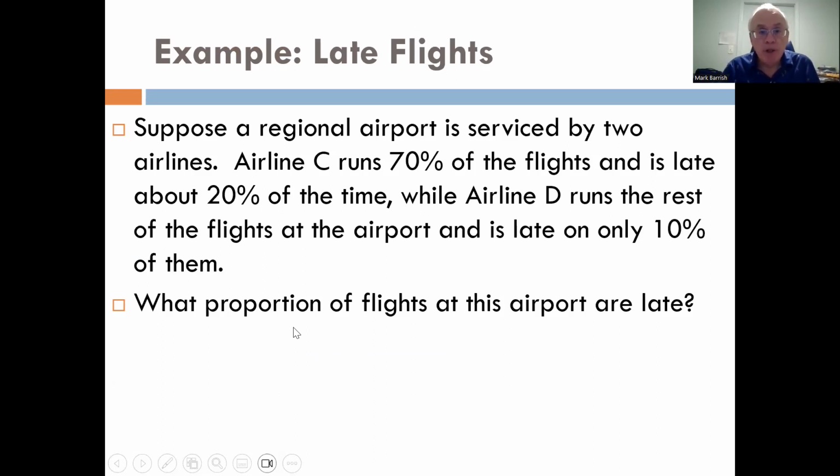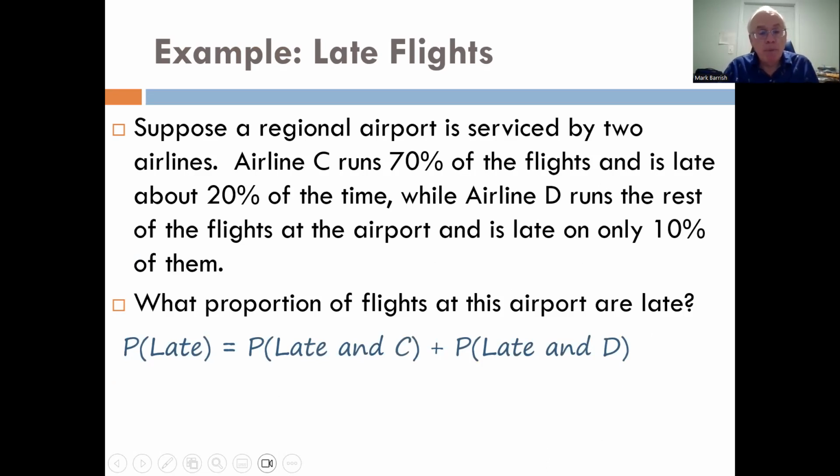So suppose a regional airport is serviced by 2 airlines. Airline C runs 70% of the flights and is late 20% of the time. Airline D runs the rest of the flights at the airport and is late only 10% of the time. What proportion of flights at this airport are late?